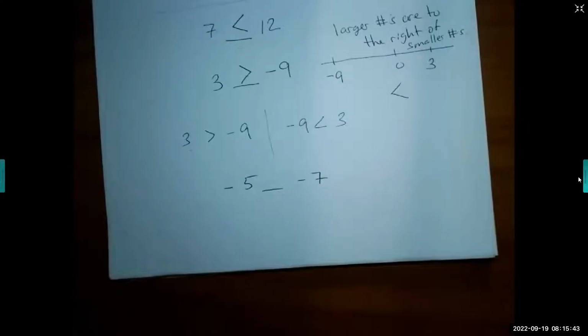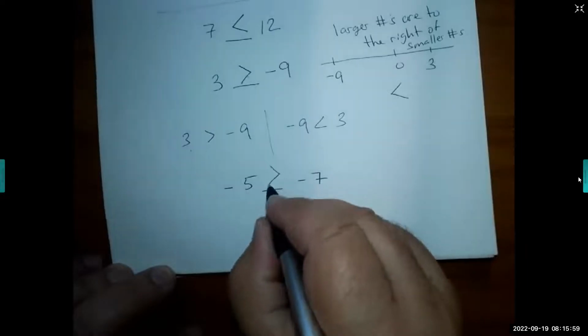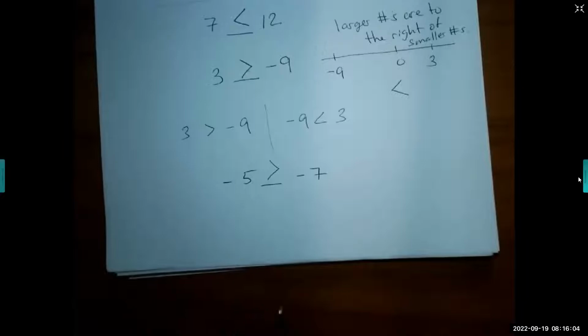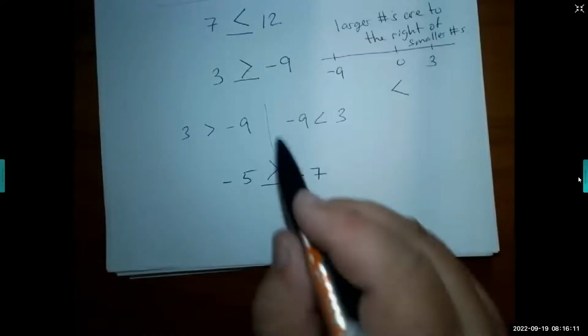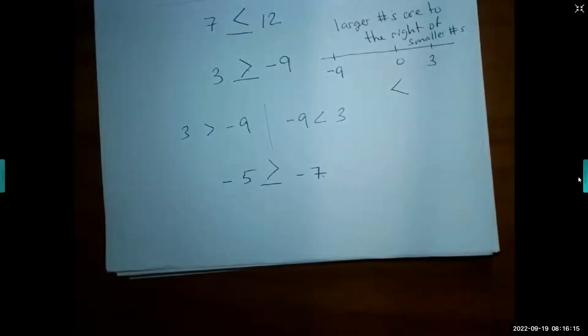How about this one? So which direction is it pointing? It always points to the smaller number. So yeah, you said it correctly. -5 is greater than -7. That's the first part, but you have to put the right symbol. And that's the greater than, because this number is bigger than this number and it points to the smaller.